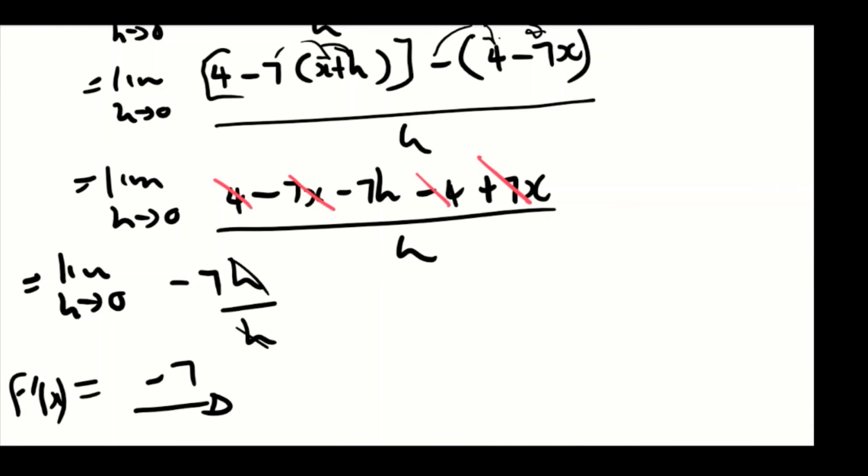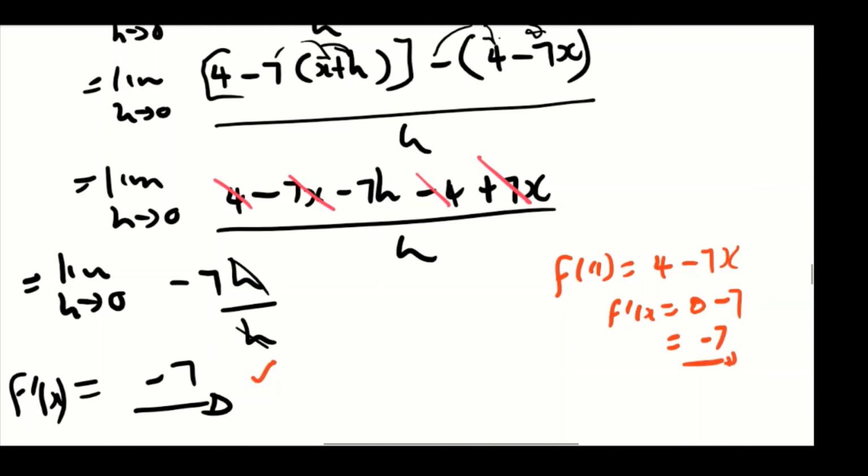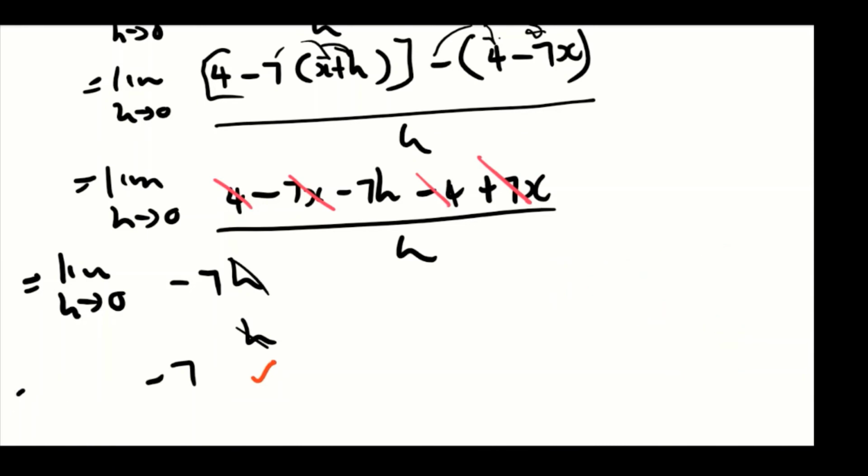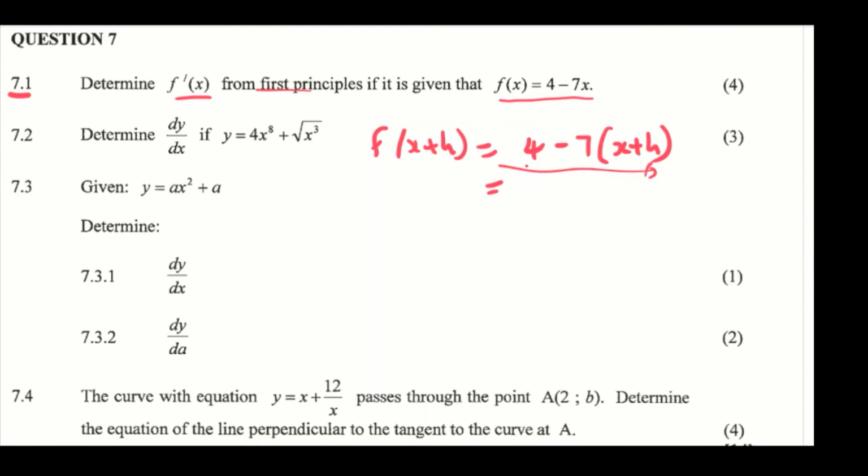You always have to check whether your answer is correct by writing your f of x, which is equal to 4 minus 7x, right? And the derivative of this is definitely 0 at minus 7, which is equal to minus 7. So you know that your answer is actually correct. Always check, please. So we're done with this limit here. Now we're going to go to 7.2. We're asked to find the derivative of this. So let me just remove this.